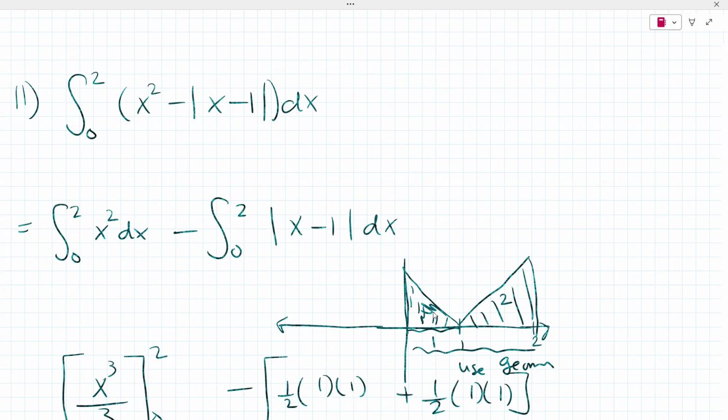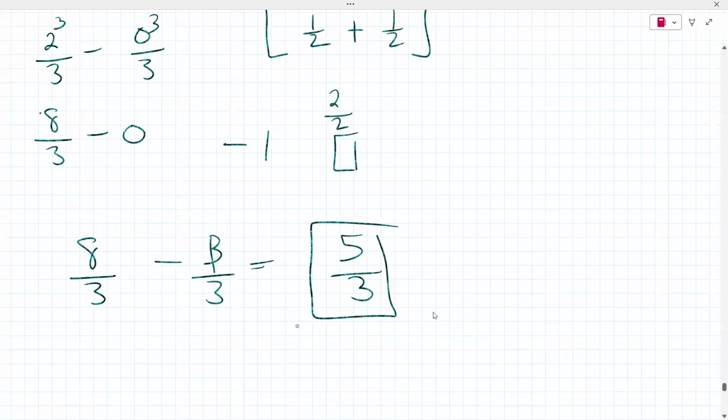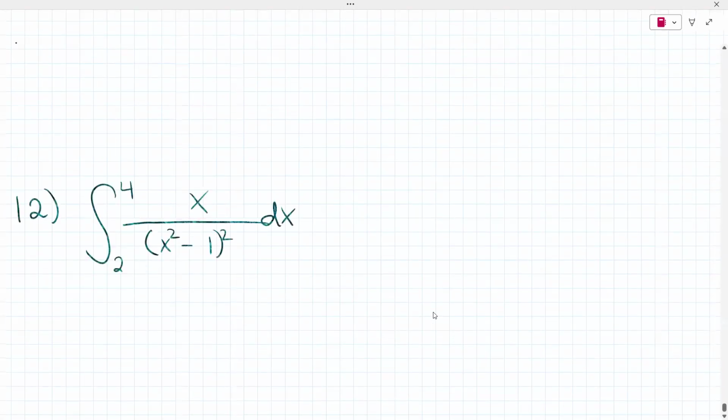Okay, let's do one more for this part one. Number 12: what is the integration from 2 to 4 of x over (x squared minus 1) squared dx? So this one, you must use substitution. You cannot divide each term by it. I would not FOIL this out and then divide each term; it would be so confusing. So I'll just use u substitution, and my u is going to be x squared minus 1.